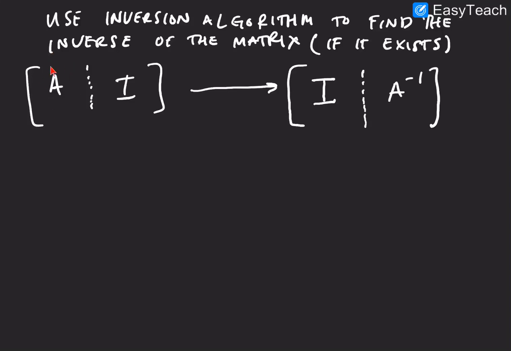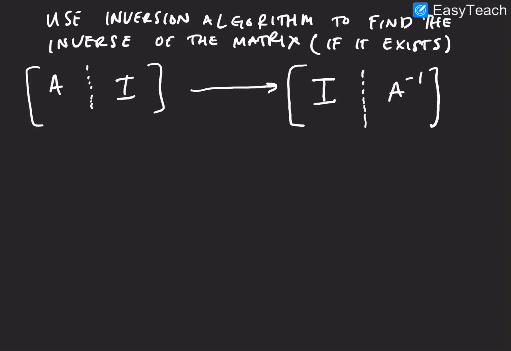Okay, so I'll repeat. We're going to place our A matrix on the left side and our identity matrix on the right. And we're going to perform row operations to make the left side the identity matrix. And whatever we get on the right side will be our inverse matrix. So let's go ahead and take a look at some problems.